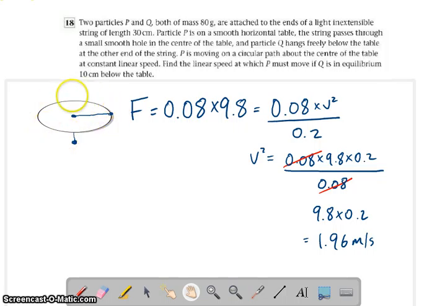So we've got this is going around in a circle, and the centripetal force is caused by the tension between the two. Now obviously the tension in this is equal to mg here. So we've got mass times by gravity, that's equal to that centripetal force. And so find the linear speed at which P must move if Q is in equilibrium, 10 centimeters below the table, gives us that the length of this string, if this is 10 centimeters below, this is 20 centimeters because the overall length of the string is 30.